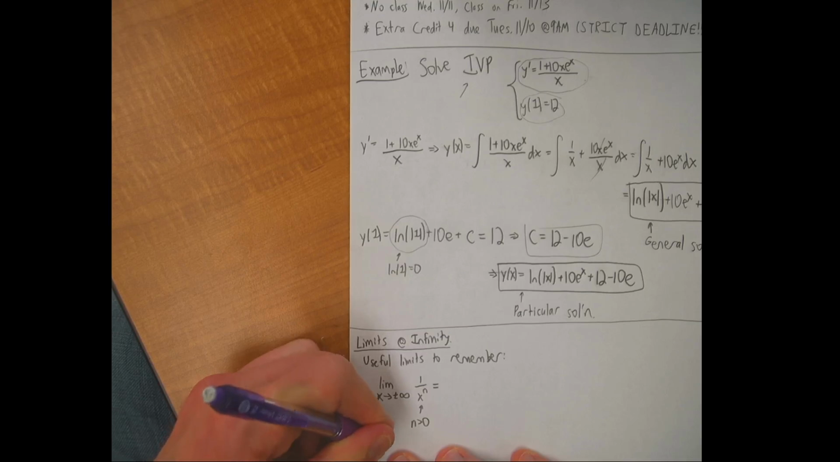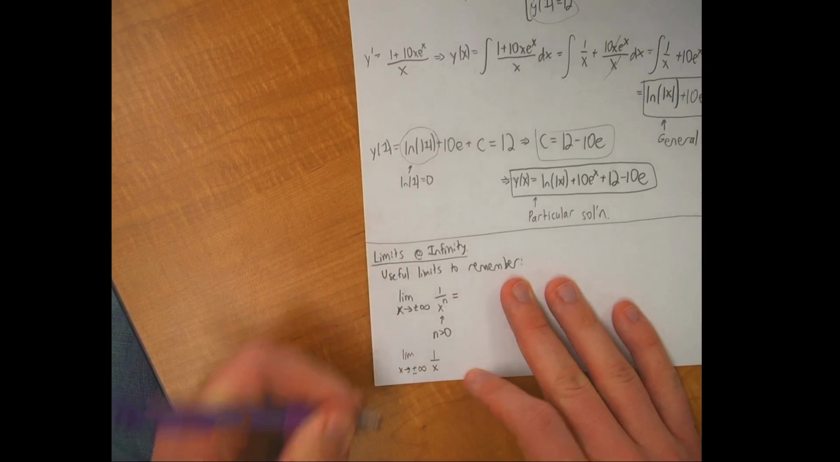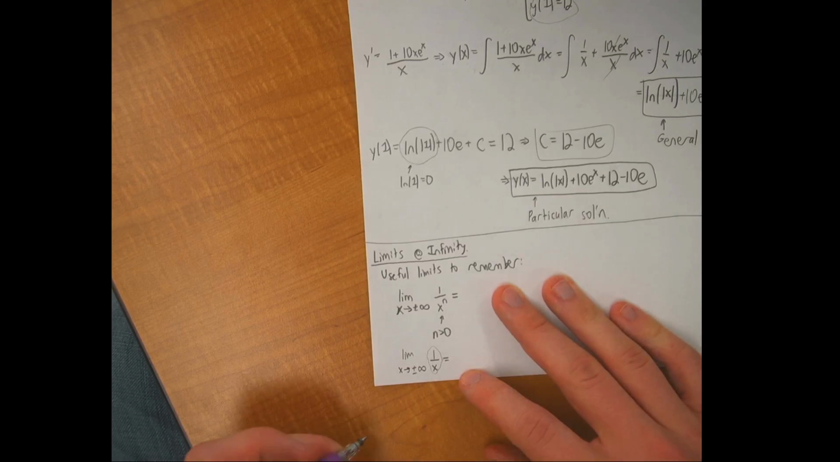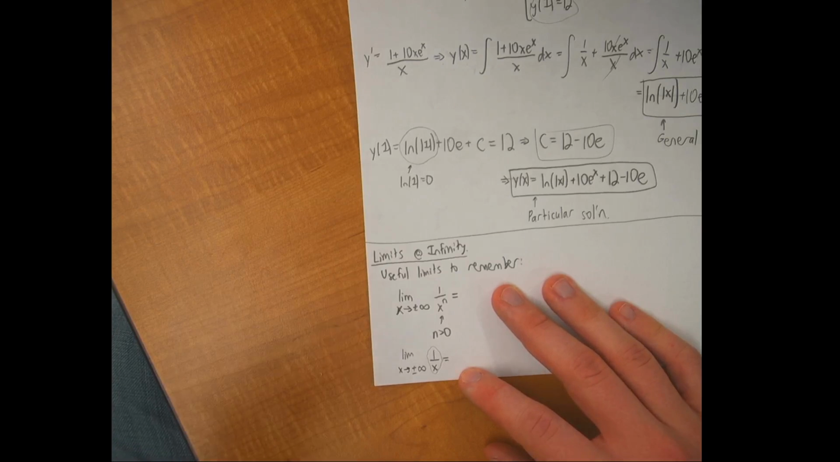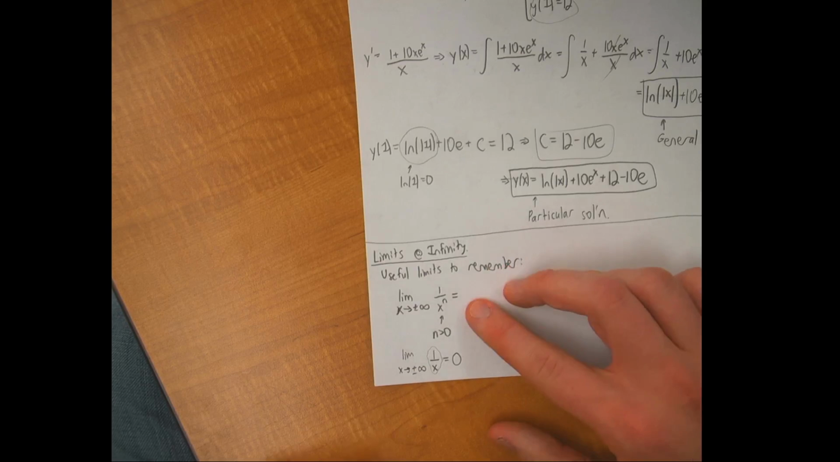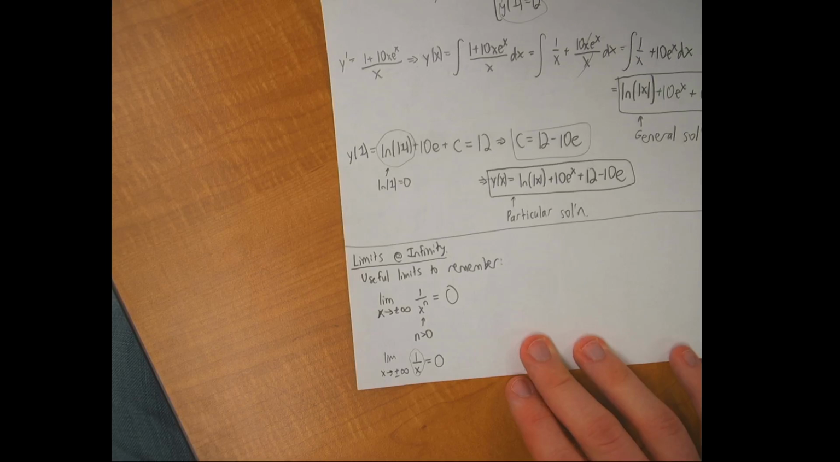So if we have a limit as x goes to infinity, or plus or minus infinity, of 1 over x, well, remember, if x gets really, really big, that means this gets really, really small, right? So what should that tell you about the limit of 1 over x as x goes to plus or minus infinity? Goes to 0, right? So using similar reasoning, this limit here is equal to what? Yeah, it's also 0, right? Okay. So that's the first one.